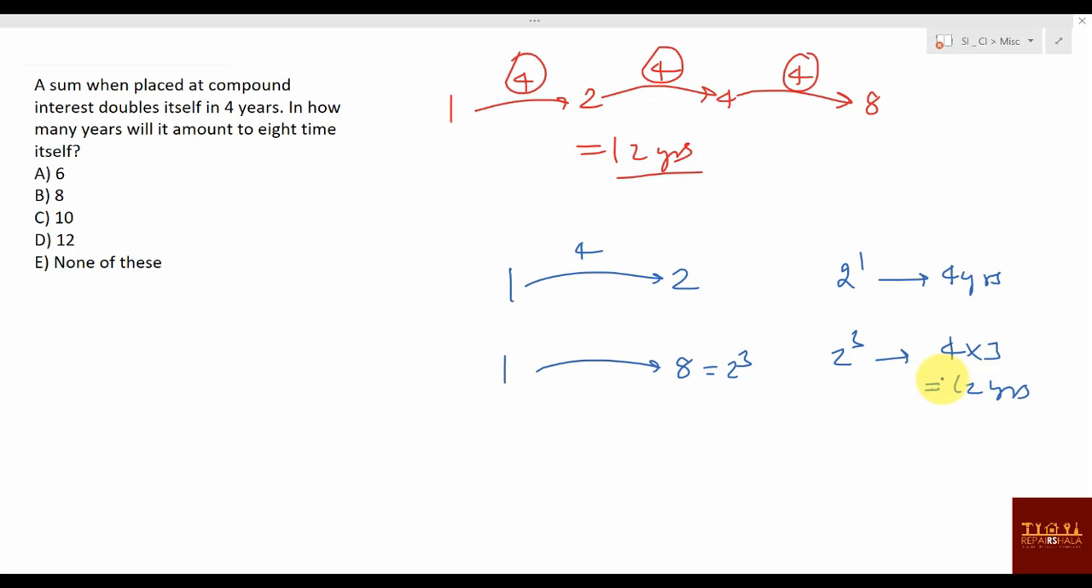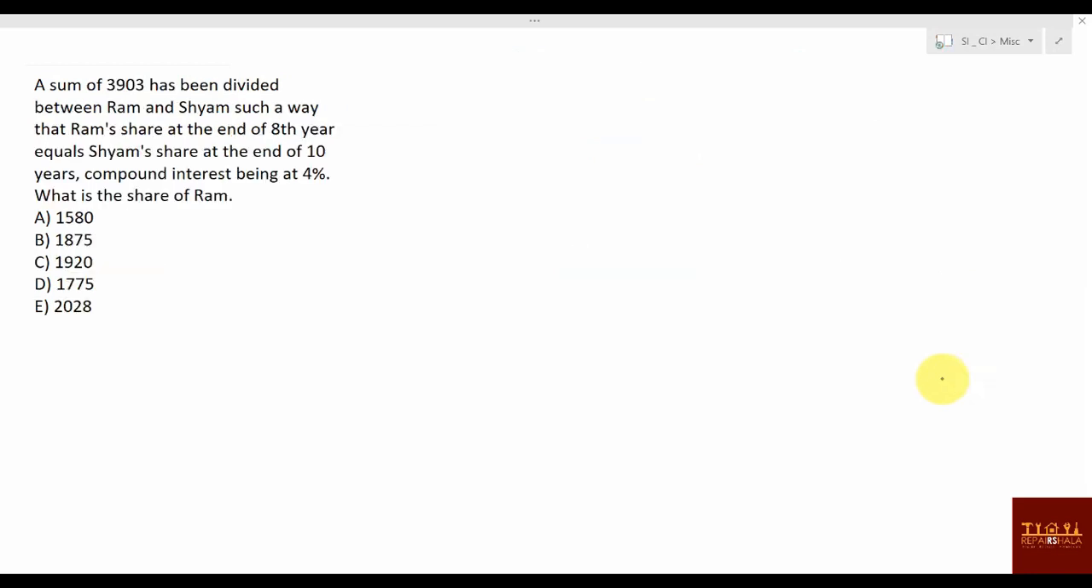Okay, so next, this one. A sum of 3903 has been divided. I think we have done this question. Have we? A sum of 3903 has been divided between Ram and Shyam in such a way that Ram's share at the end of 8th year equals Shyam's share at the end of 10 years, compound interest being at 4%. So what is divided? 3903 between Ram and Shyam.